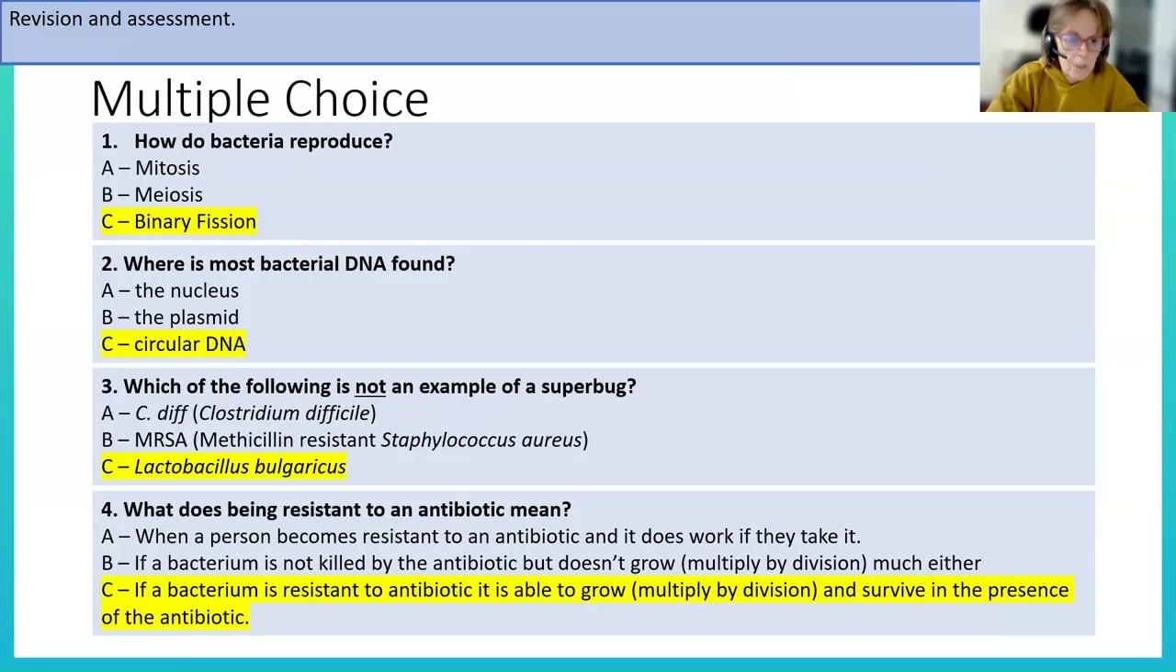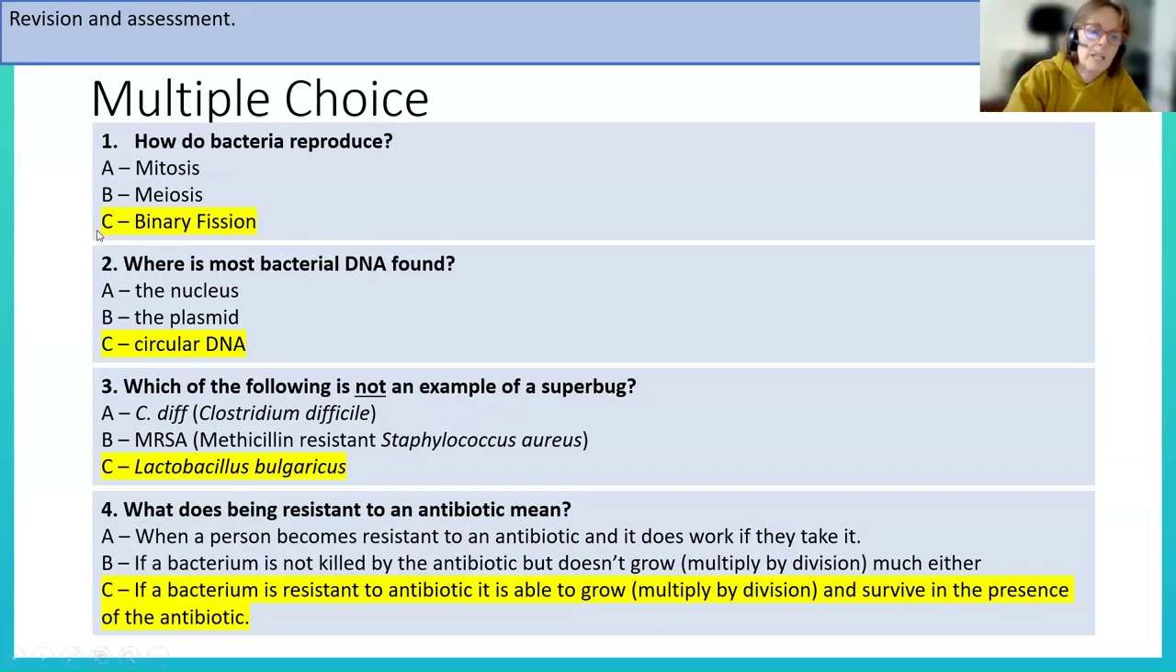So number two is a bit of a tricky one. Most bacterial DNA is found in the circular DNA. There's no nucleus in bacteria. All of this stuff is just loose in the cytoplasm. Bacteria don't have these organelles, these organized little compartments. So they don't have a nucleus. They just have that big bit of circular DNA, and it's just all scrumpled up. It doesn't look like a circular piece of DNA. On the diagrams, it looks like Mr. Messy off the Mr. Men. It just looks all scrumpled up.